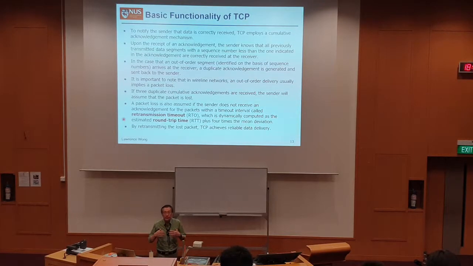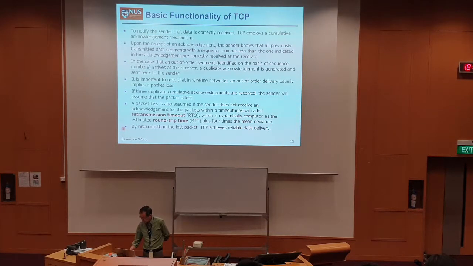But for very far distances, you have a problem. For example, if you are trying to send data from here in Singapore to a server in the US, West Coast, Pacific side, it will probably take a trans-Pacific route, and the RTT will be of the order of about 200 milliseconds. So by retransmitting the lost packet, TCP achieves reliable data delivery.